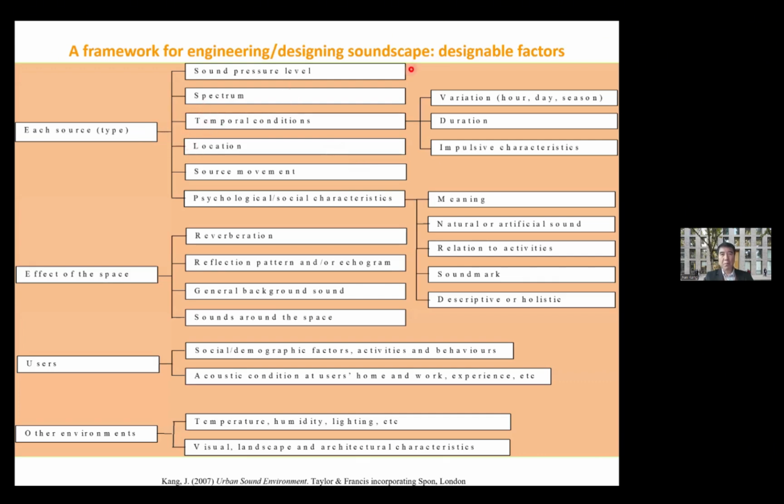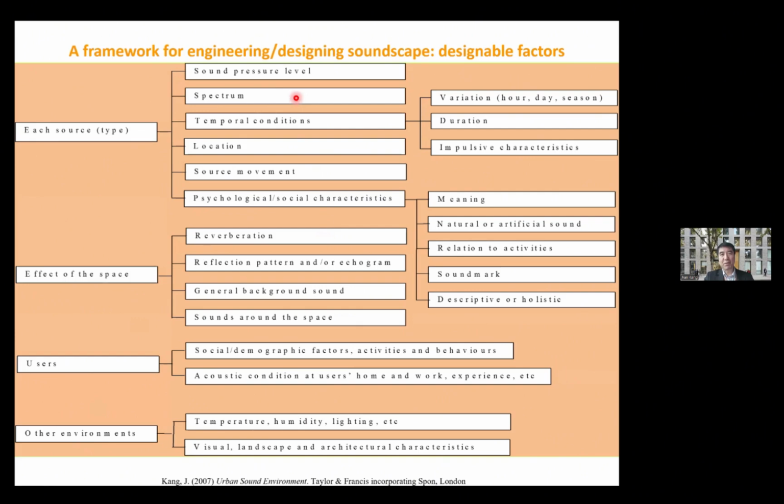For example, for open public spaces, we can design every source, space, people. We can't design people, but we can design according to people's needs or for people, and also other environments. For example, audio-visual interaction, thermal, sound interaction. So you can see in our hand, we have many parameters to design to achieve human-centered design.